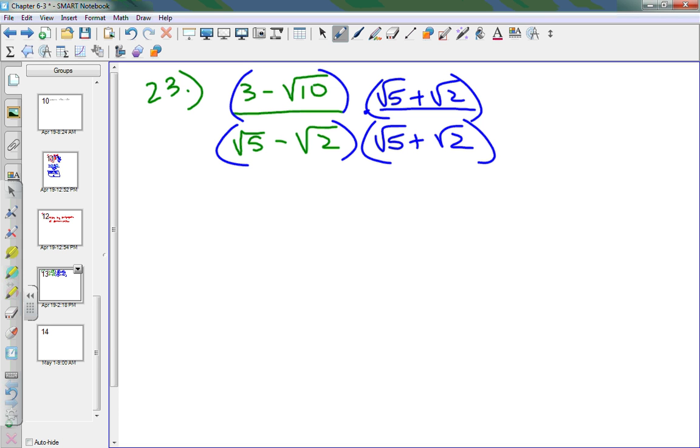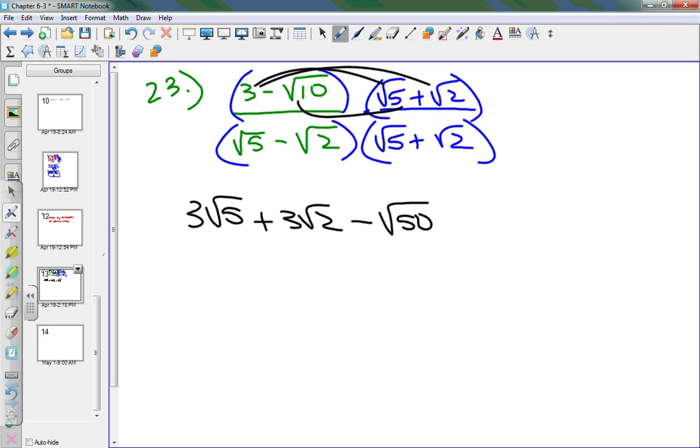So now, what do I do at the top? FOIL. 3 times the square root of 5 is going to be 3 square roots of 5. 3 times the square root of 2 is going to be 3 square roots of 2. Minus square root of 10 times the square root of 5. What's that? Square root of 50. Square root of 10 times the square root of 2. Square root of 20.